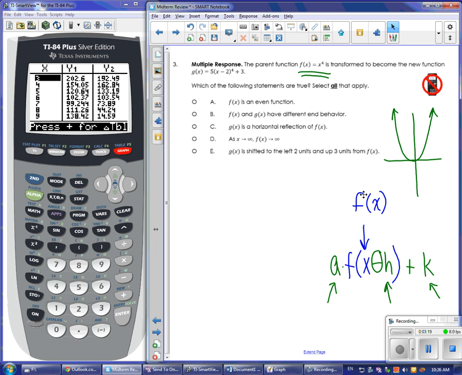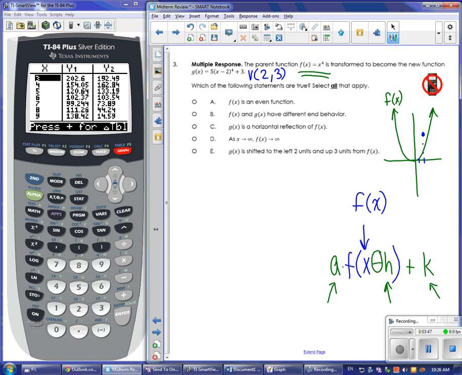If I consider what g of x looks like, and let me go ahead and label this function as f of x. If I think about what g of x looks like, I know that h, k is going to correspond to my vertex. So that means that the vertex of this function is going to be, remember, I'm going to take the opposite of the number inside the parentheses. So that's going to be a positive 2, 3. So my graph now is being shifted over 2 and up 3.